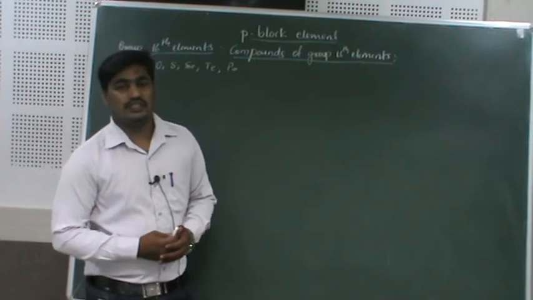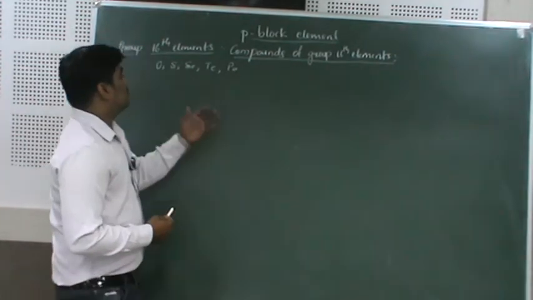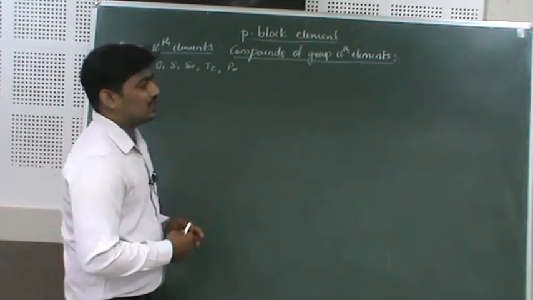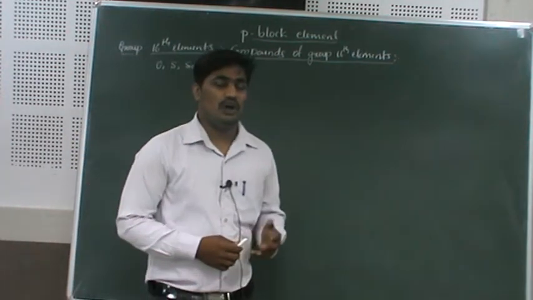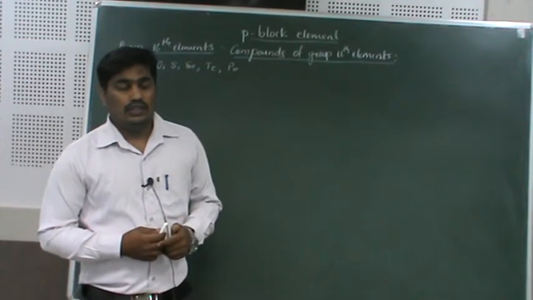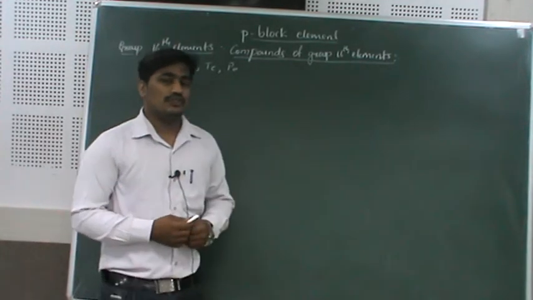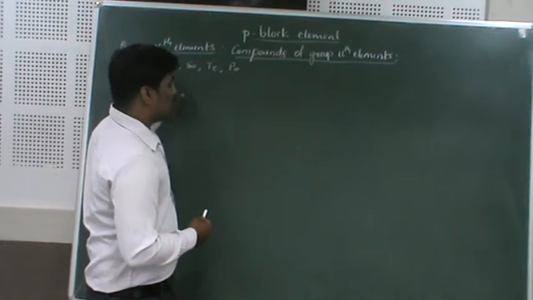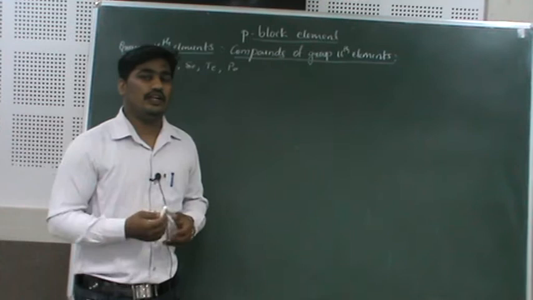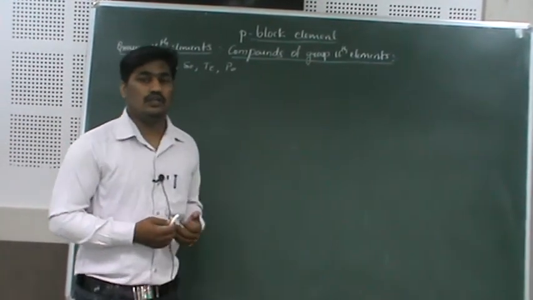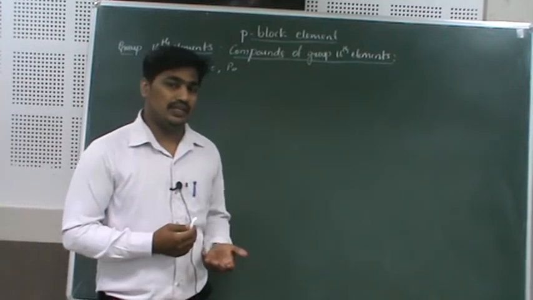So in the previous session, we discussed the group 16 elements: the compounds of group 16 elements, oxygen, ozone, and sulfur. All group 16 elements show allotropy. Oxygen shows allotropy, oxygen and ozone. Next is sulfur. Sulfur shows allotropy, alpha sulfur and beta sulfur.